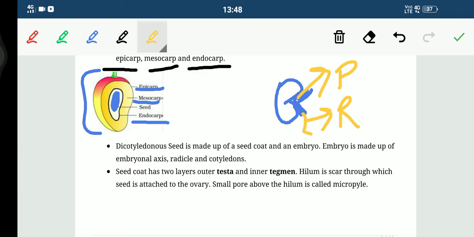Now the seed coat has two layers. One is the testa and the other is the inner tegmen, and the hilum is the scar through which the seed is attached to the ovary. There is a small pore above the hilum that is called the micropyle. So it has two ends: one is the micropyle, the other one is the chalaza.